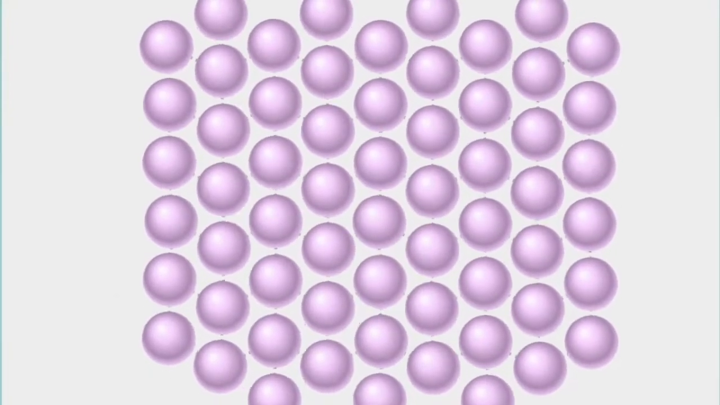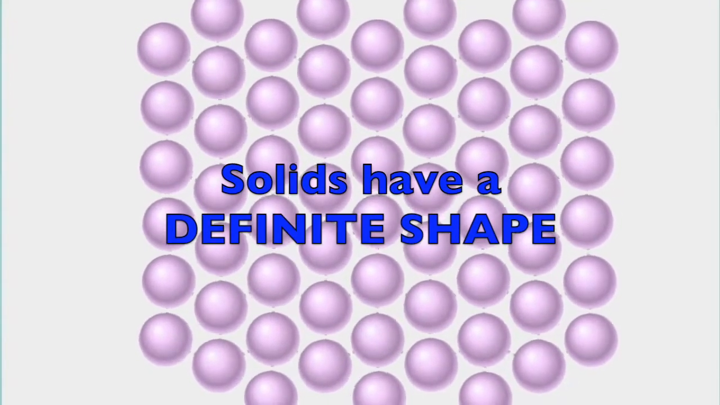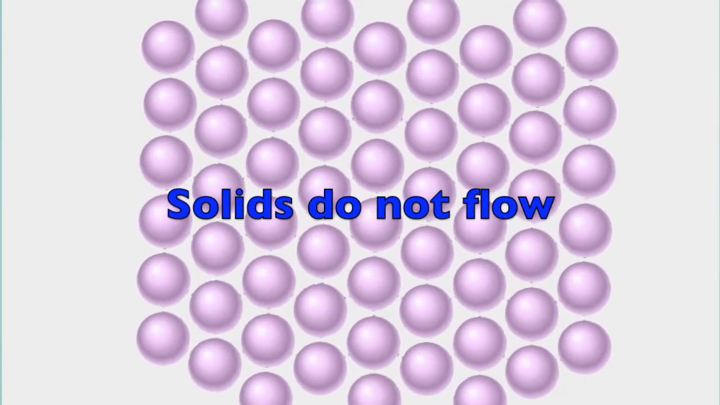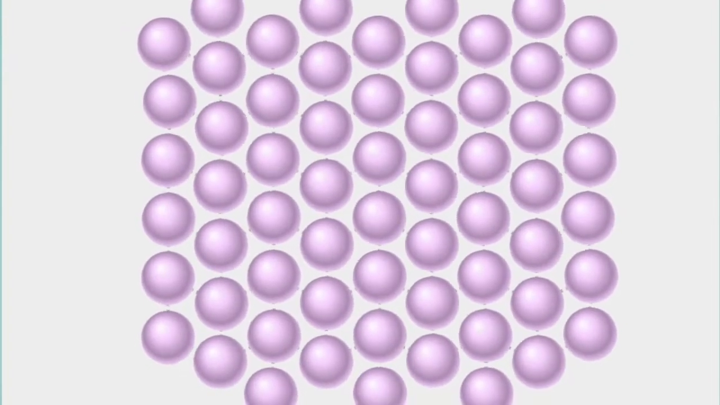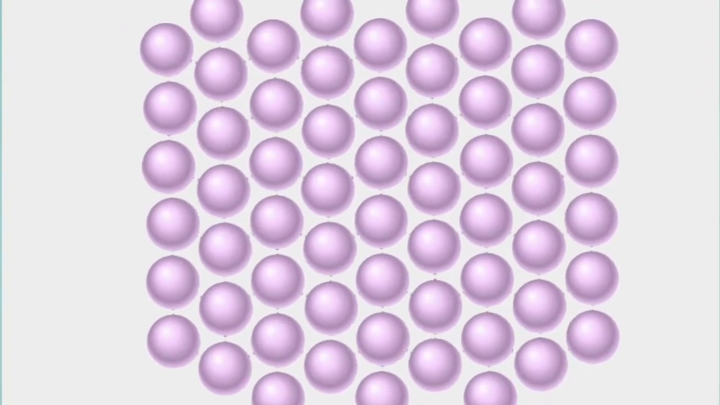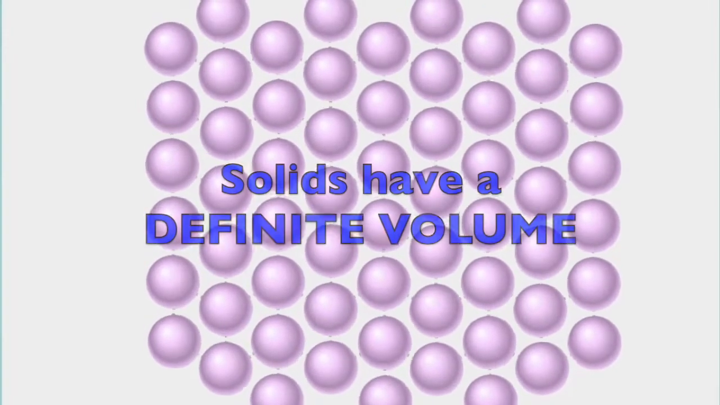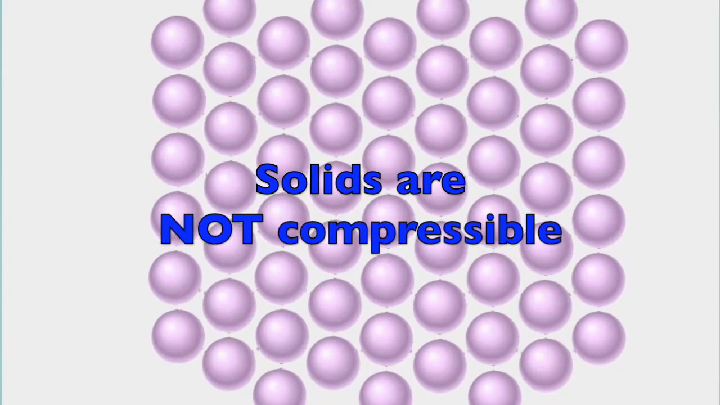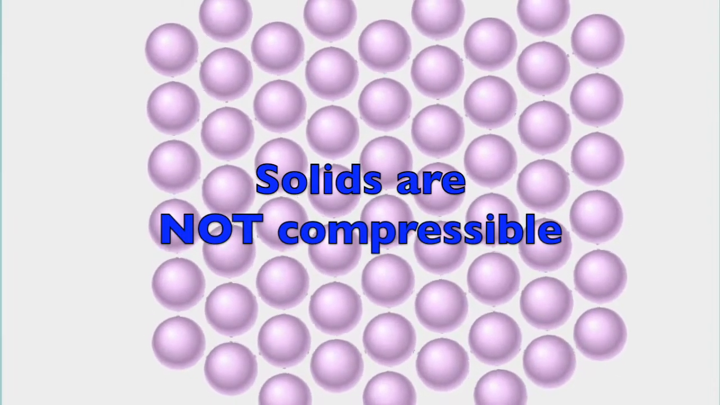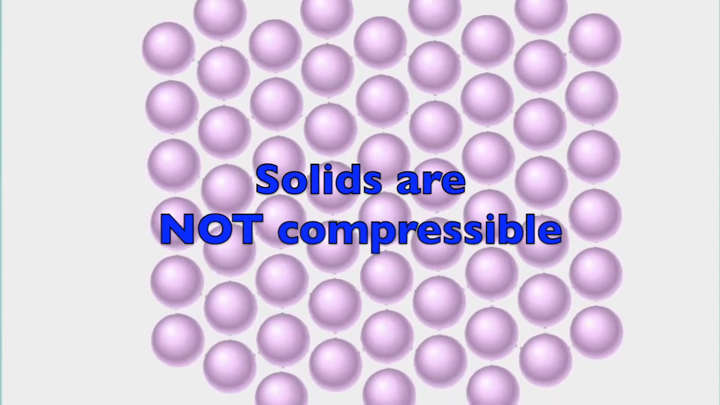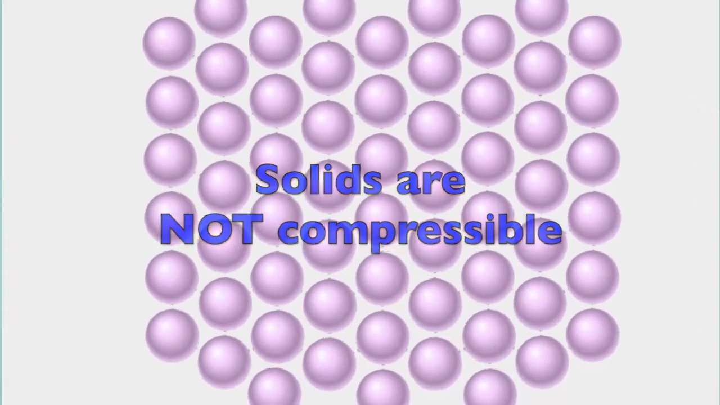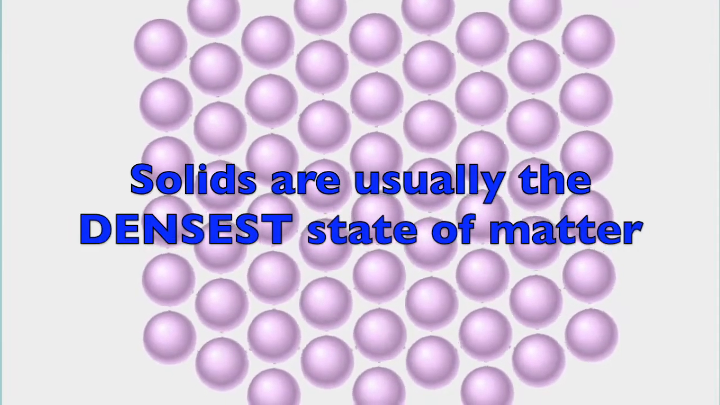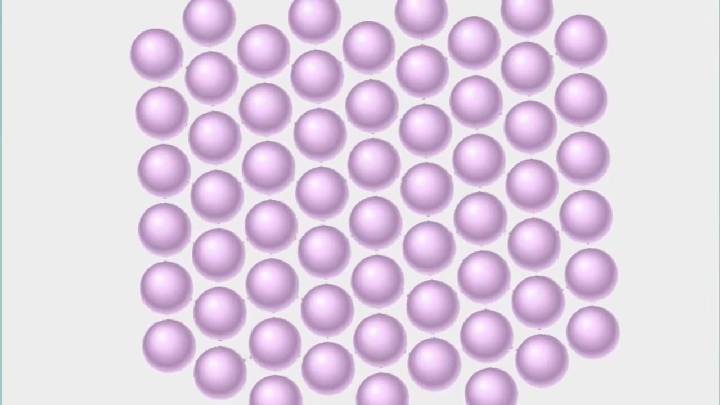And this is one of the reasons that solids have a definite shape. And this is also why solids do not flow. The particles are just bound too tightly together. Since solids maintain their shape and the particles are fixed in place, solids have a definite volume. Solids are also not compressible because the particles are very close together and you can't squeeze them even closer together very easily. Solids are usually the densest state of matter because of how close together the particles are.